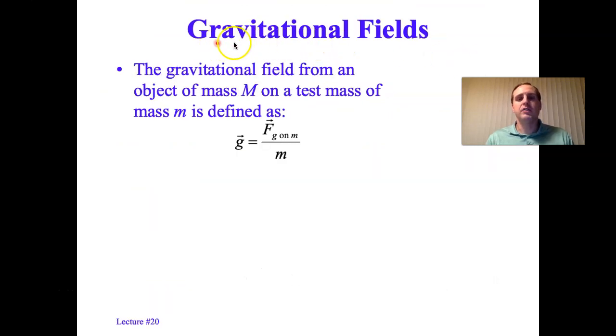Alright, so on we go. Let's talk more about gravitational fields. What exactly is a gravitational field? We've already said gravity is a field force, but generally when we talk about the gravitational field, we're talking about the acceleration vectors that surround a mass. The gravitational field from an object of mass capital M on a test mass of little m is defined as the gravitational force on little m divided by little m, and you get this gravity acceleration vector. So notice it's just minus G big M over r squared in the r hat direction.